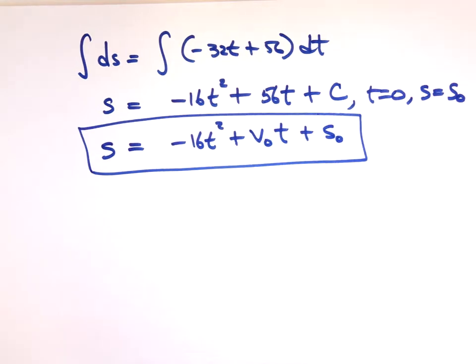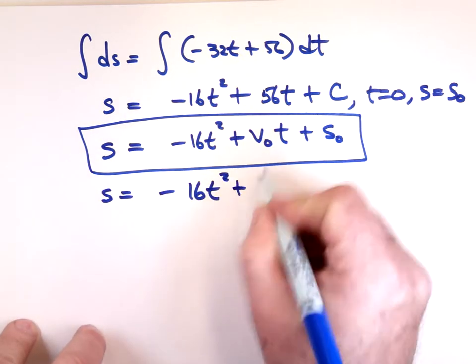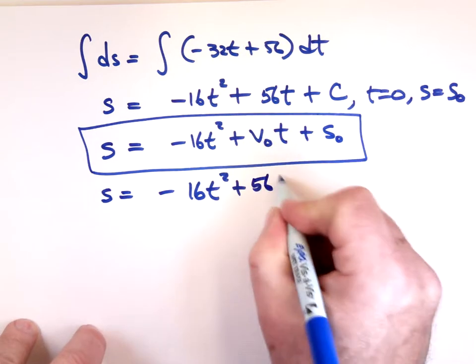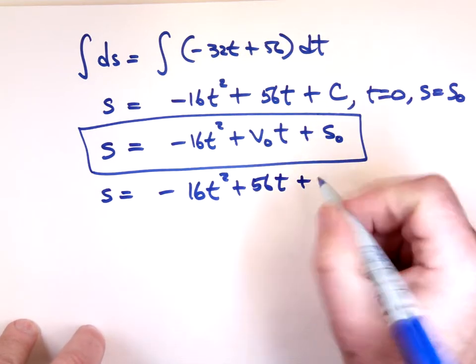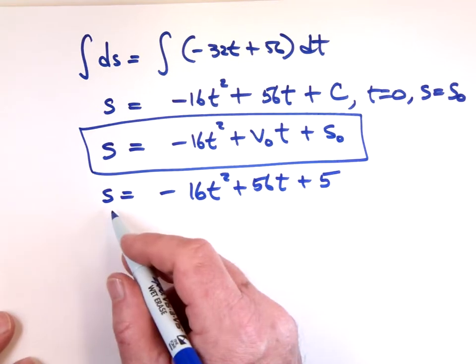In this particular problem, v sub naught is 56, s sub naught is 5. So this is what we get for position at any time t. We want to know how high the ball goes if we were to do this. Well, we want to maximize the position. How do you find the maximum? You take its derivative and you set it equal to 0. That's a Calc 1 problem. You want to maximize something, take the derivative, set it equal to 0. Well, let's take the derivative. When we take the derivative of this, we're finding its velocity.